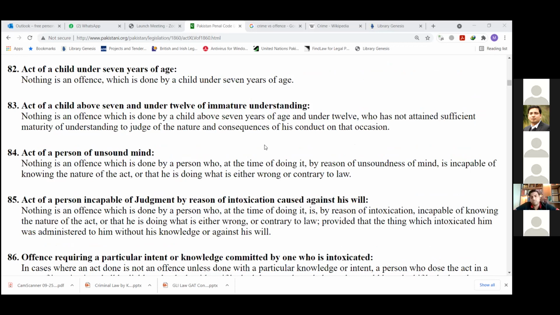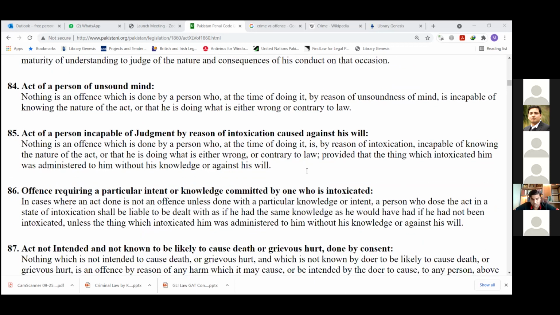However, when the same offense is done by a child of 11 years of age, it will be seen whether that child had that understanding or what was the nature and consequences of his conduct. Unsound mind, being of unsound mind, is another exception. However, the insanity has to be adjudicated upon in accordance with the law relating to mental health.